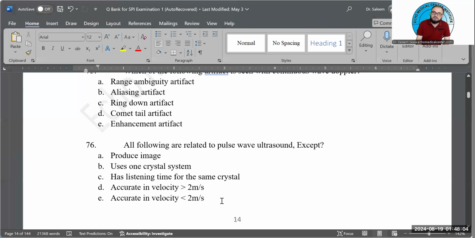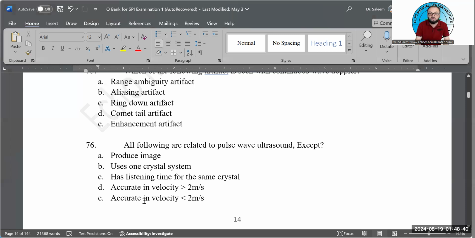Yep, this time you're correct. It is this one, accurate in velocity more than 2 meters per second. This is not the correct answer for pulse wave, so this is the one which should be selected. All of these others, yes, pulse wave produces a picture. Yes, pulse wave uses one crystal system, it is creating the pulses and it receives the pulses back. And then it has a listening time on the same crystal to make a picture on that area.